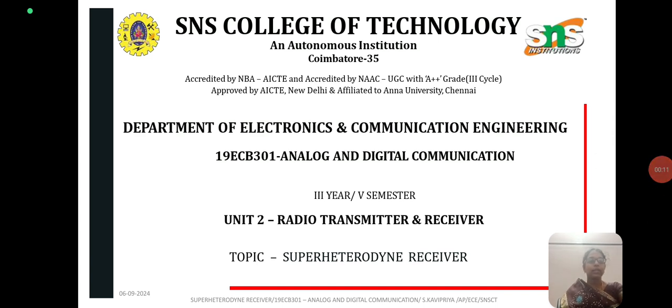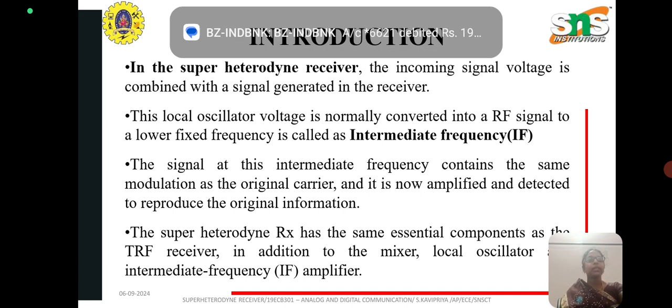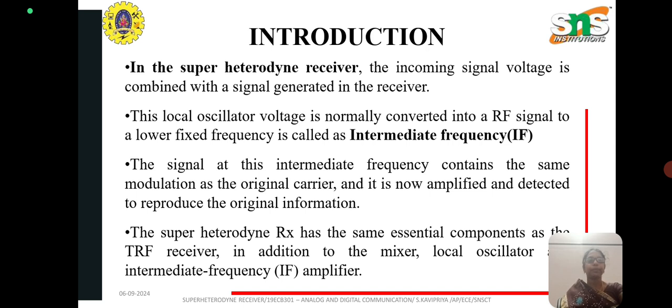I am going to discuss the topic super heterodyne receiver. In a super heterodyne receiver, the incoming signal voltage is combined with the signal generated in the receiver. The local oscillator converts the RF signal to a lower fixed frequency called the intermediate frequency. The signal at this intermediate frequency contains the same modulation as the original carrier, and it is now amplified and detected to reproduce the original information.